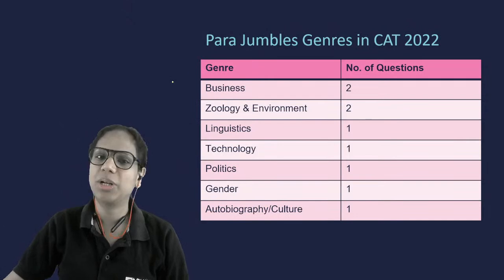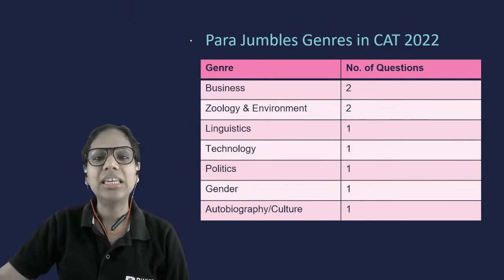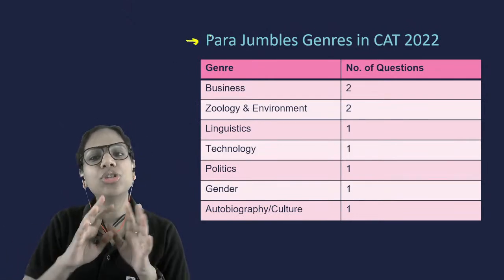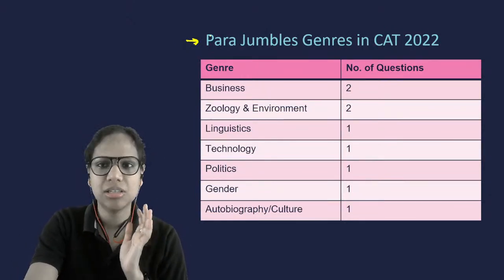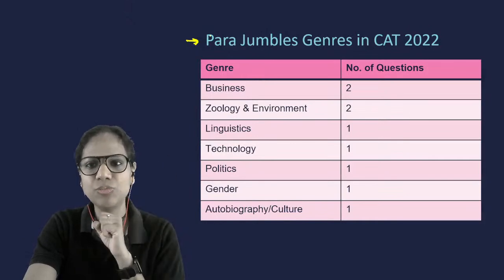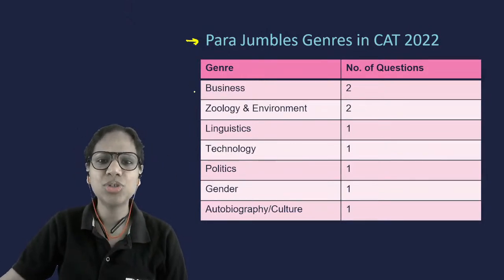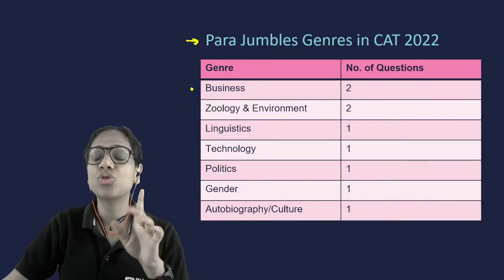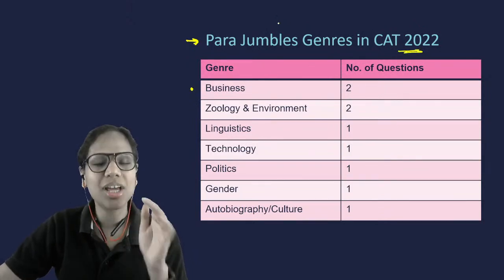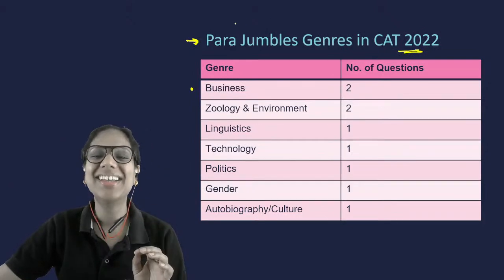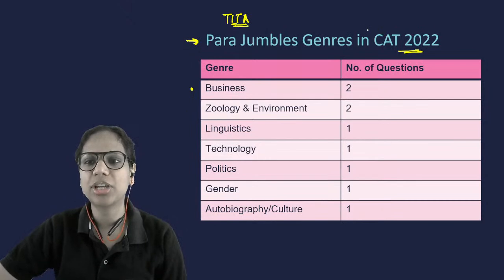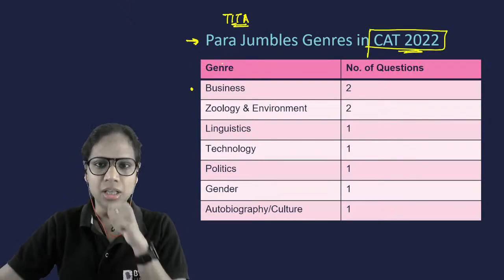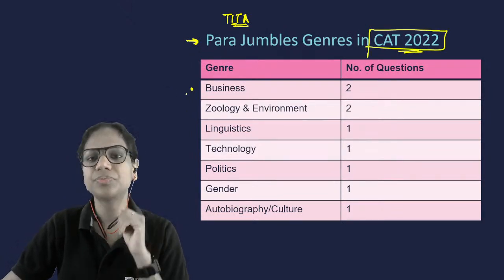Parajumbles in CAT 2022. Now, here I am talking about both odd sentence out parajumbles also, and type in the answer parajumbles as well. I've categorized them together. So if you see, two were from business. So sorry, in CAT 2022, we did not have odd sentence out parajumbles. Okay, my bad. We just had type in the answer parajumbles. So this is an analysis of that for CAT 2022, right?